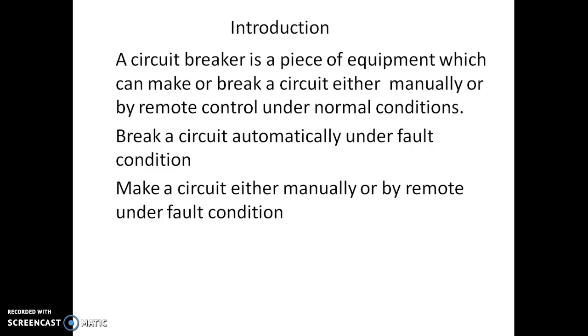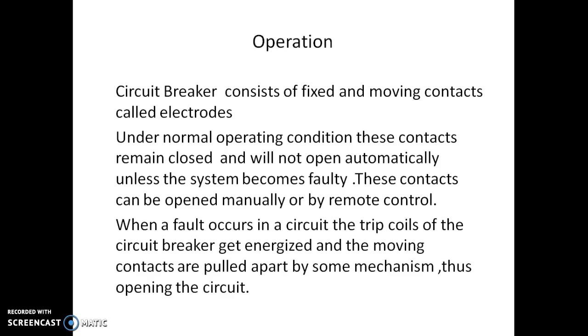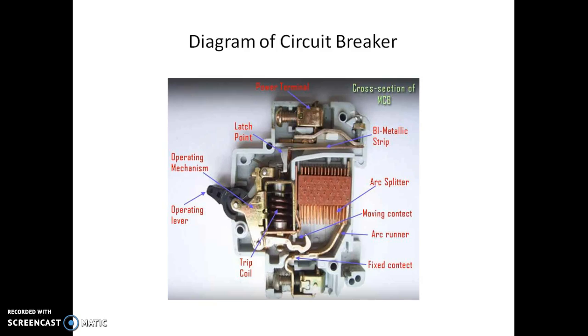And once the fault is over, we need to again make the power system intact. So that means it can make the circuit either manually or by remote control after the fault conditions. Then we'll see what the parts of the circuit breaker are and how the circuit breaker will operate. The circuit breaker consists of fixed and moving contacts as shown in this figure.